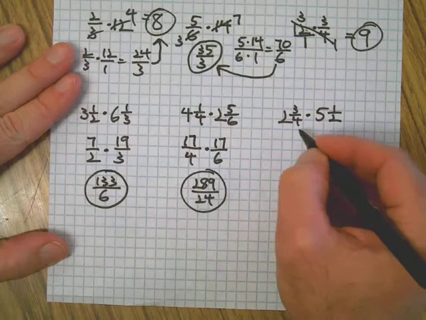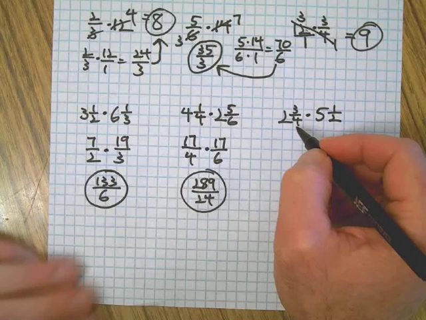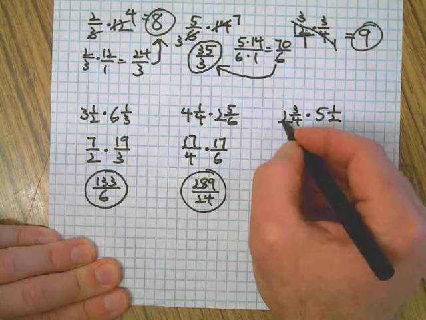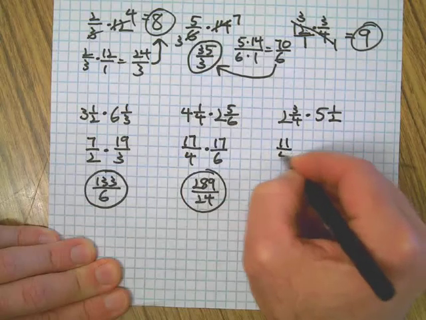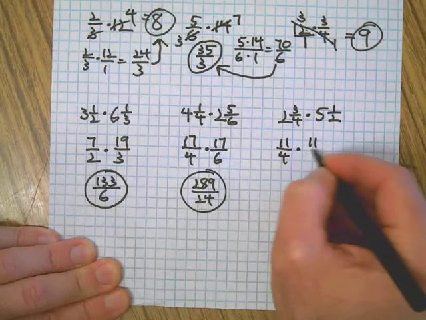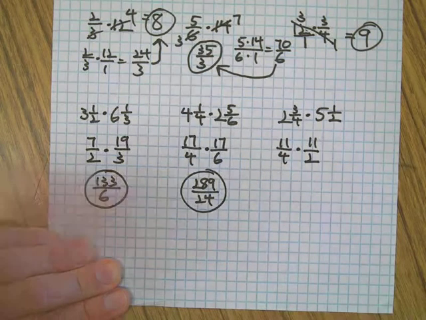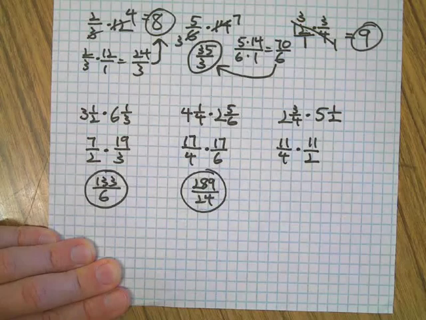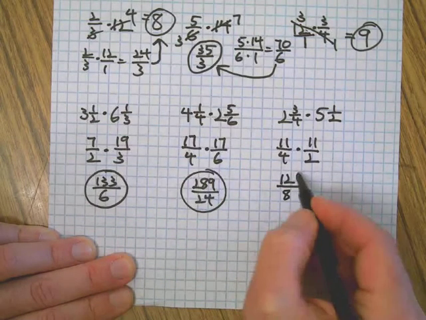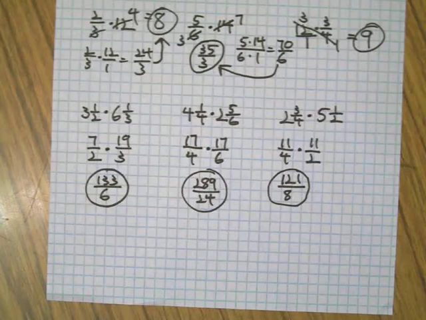now. Our goal is to just get in the habit and be well practiced in changing mixed numbers to improper fractions. 4 times 2 is 8, plus 3 is 11 over 4. 2 times 5 is 10, plus 1 is 11 over 2. I keep making these problems that you cannot simplify. Sorry about that. 11 squared is 121 over 8. All right, those are the answers.